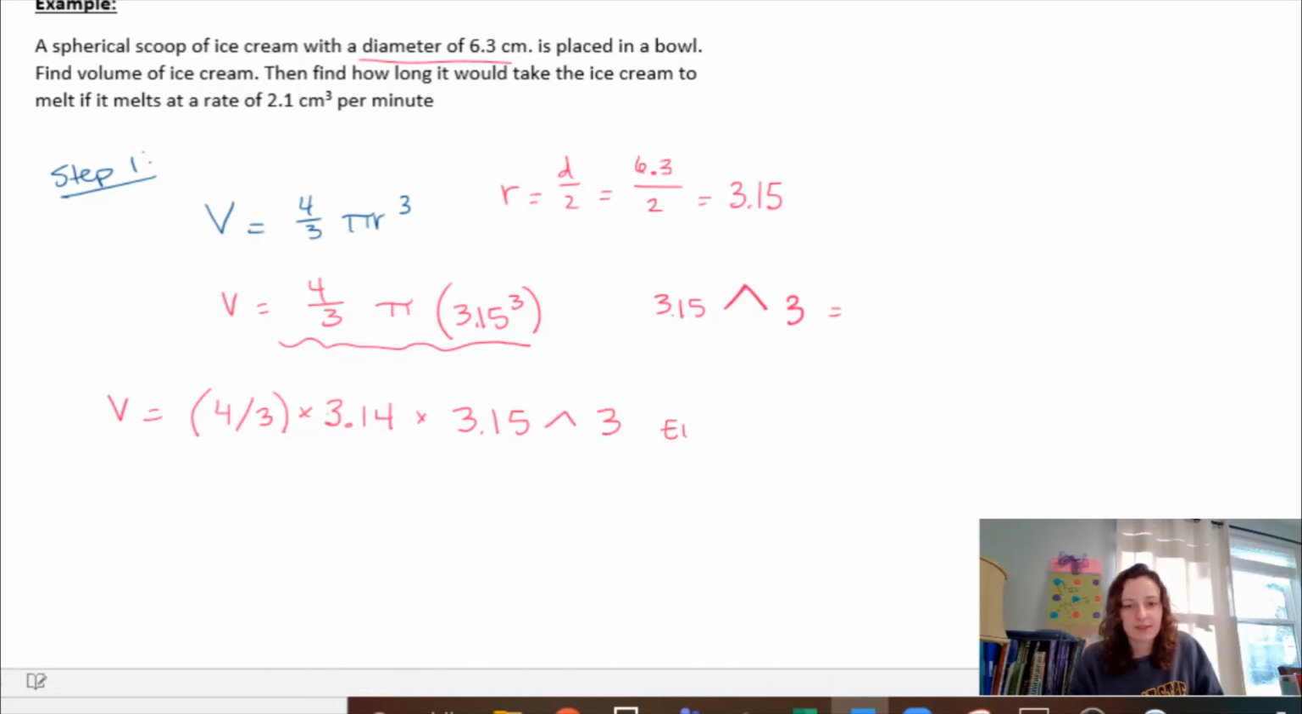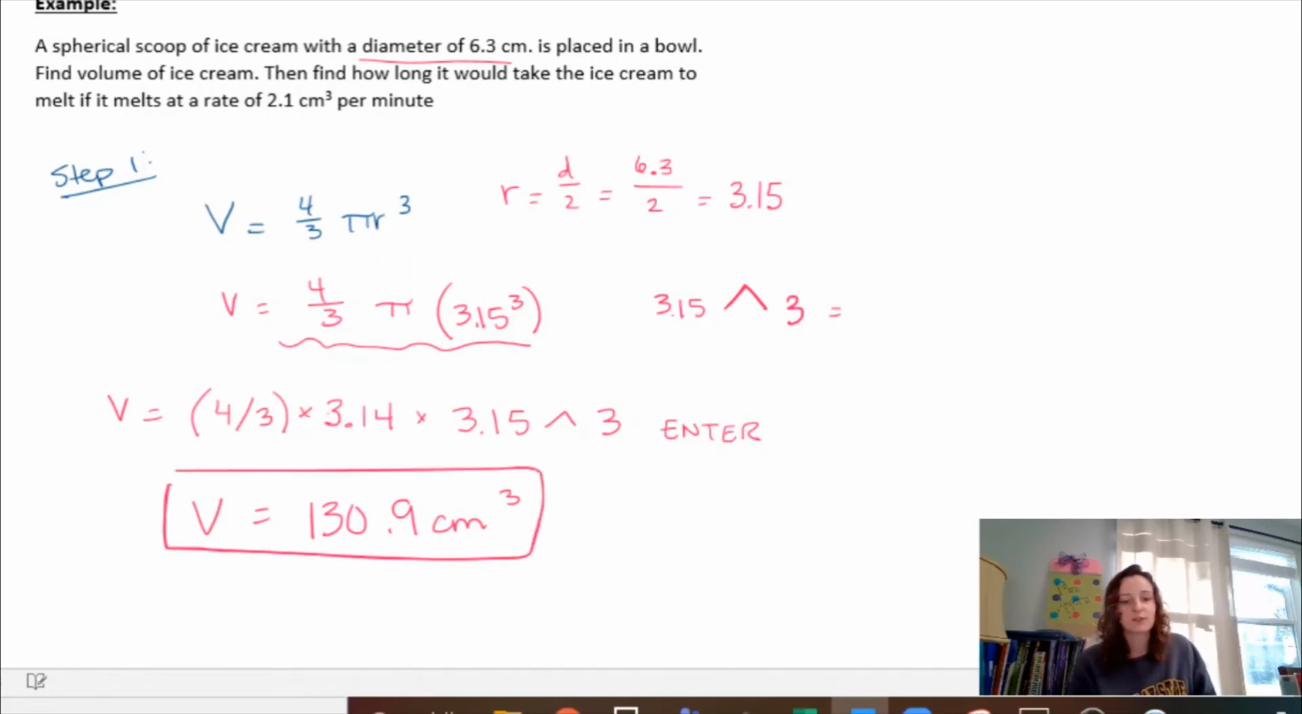Then press enter. You want to be very careful that you're telling the calculator to do your operations in the correct order, because your calculator will follow the order of operations. So now you should come up with the volume here is equal to 130.9 centimeters cubed. So we've answered the question of what is the volume of our ice cream.